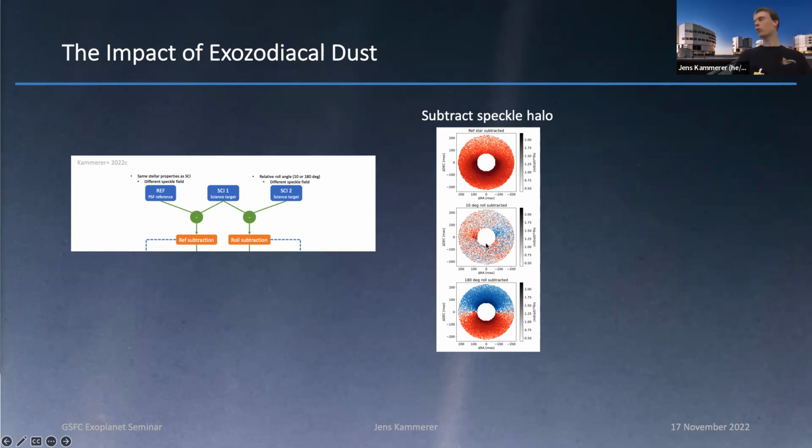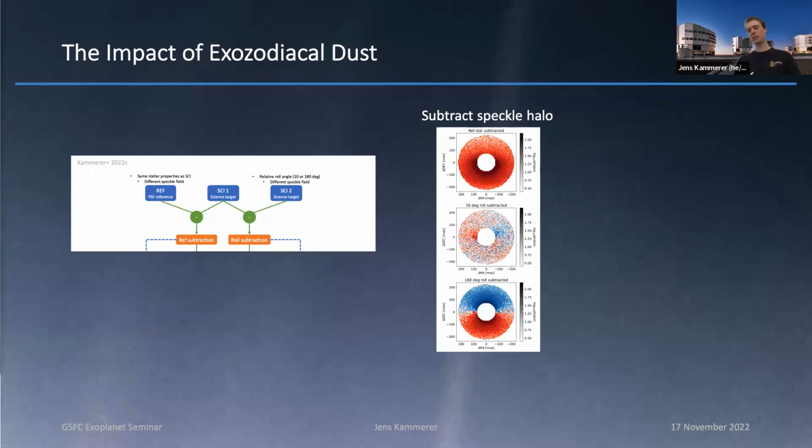The two bottom ones show the roll subtractions. Of course, in that case, you also have the zodiacal disk in both images at a slightly different roll angle. So you get some self-subtraction from the disk if you do this roll subtraction. And you can see if you use a small roll angle of 10 degrees, you subtract parts of the disk that are more similar to each other. So you get down to a lot less residual flux than if you do the 180 degree roll subtraction, where you subtract very different looking parts from the disk from each other. And so you get this very strong anti-symmetric residual of the zodiacal disk.